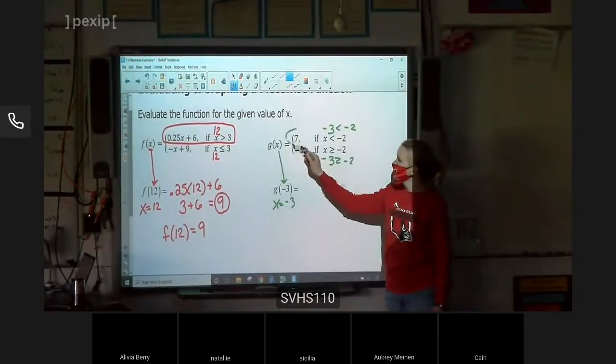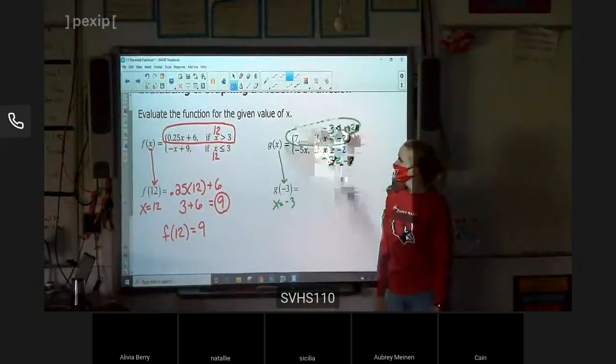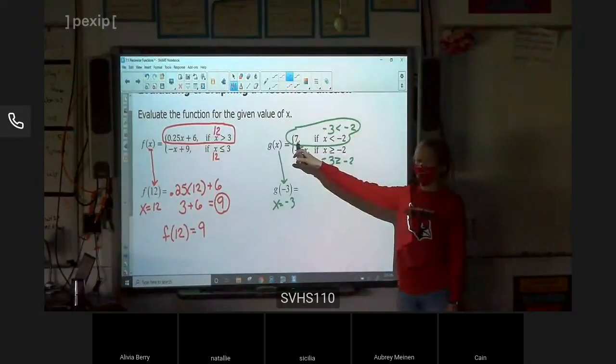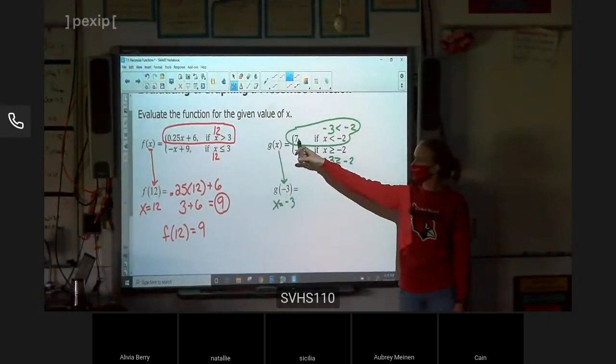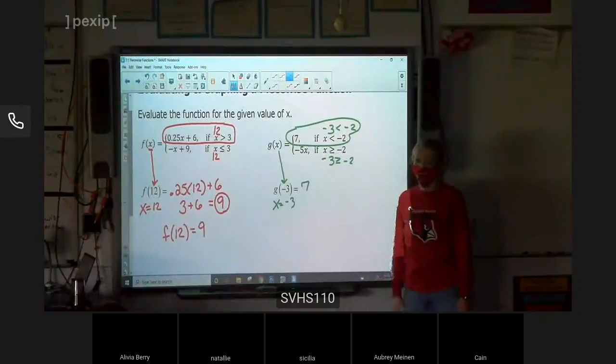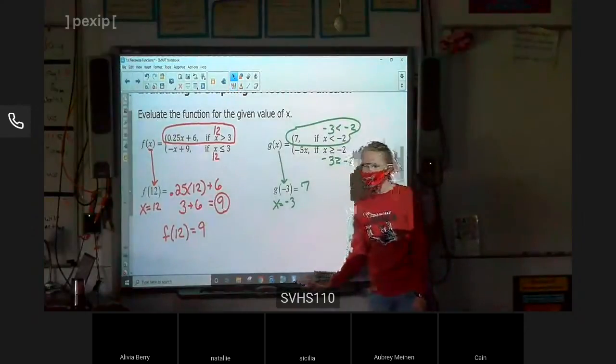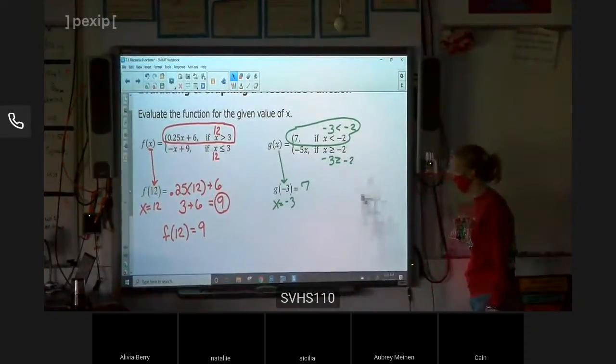So here again, there's our criteria. So what's g of -3 going to equal? Do I have a place to plug in x? No, so it's just 7. That's it. What was that work for? It's to know which one you're using. Is it always going to be the top one? No, I just happen to have a couple of these. Let's try one more here.